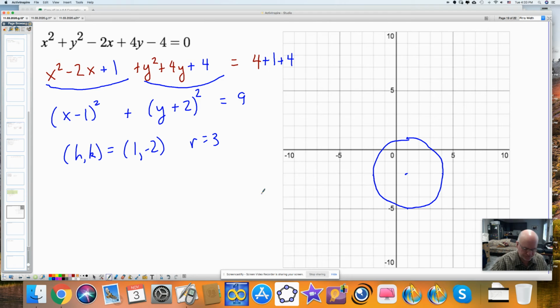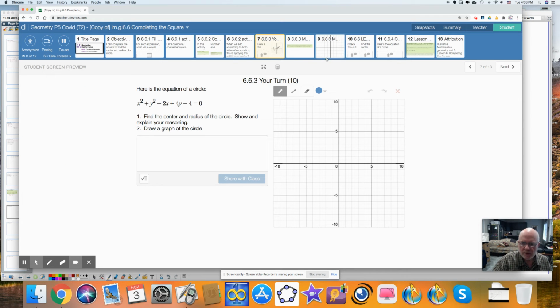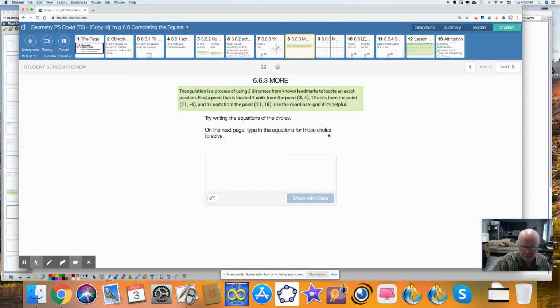Something like that. If you want to do more, you can do this on the next page. There, you can write the equations of the circles here. One with a center at 3, 4 and has a radius of 5. One with a center at 11, negative 4 and a radius of 13, and one with a center of 21, 16 with a radius of 17.